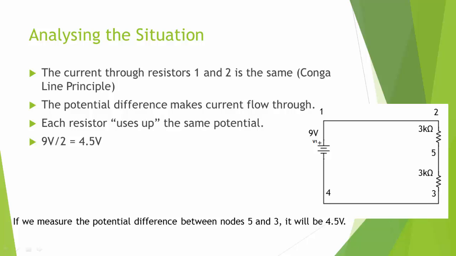And if we were to take our trusty voltmeter and place it at node 5 and node 3, we'd see that the potential difference is 4.5 volts. So it's not just a theoretical exercise, we can observe it.